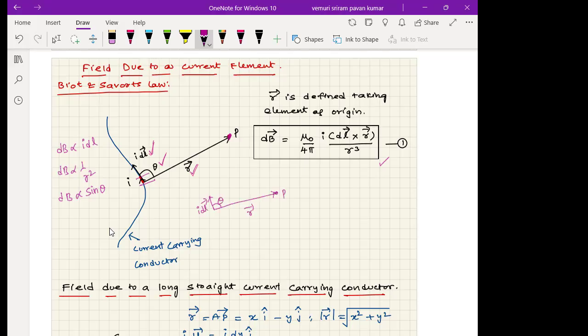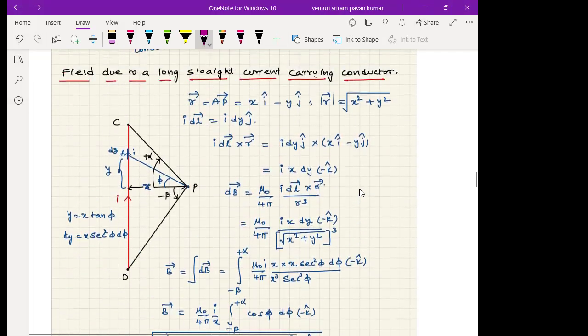Okay? Next. Now we have identified that these things are our observations. And now what we are going to do is find the field due to a long straight current carrying conductor. Remember, it is not infinitely long. It is a long conductor, starting from D till C. You can see this is a straight current carrying conductor, D to C.